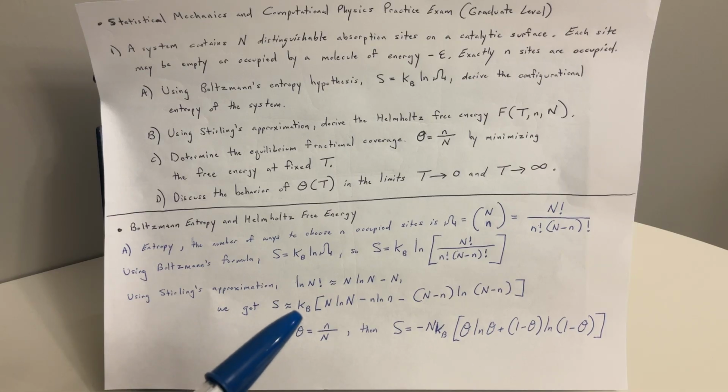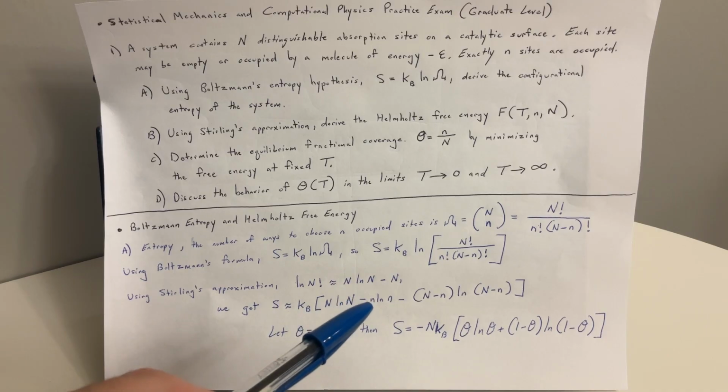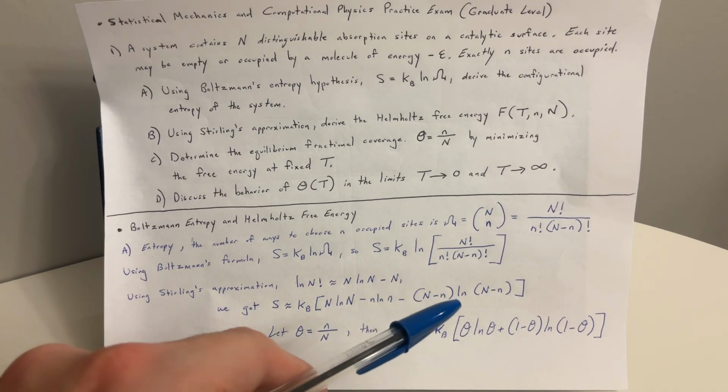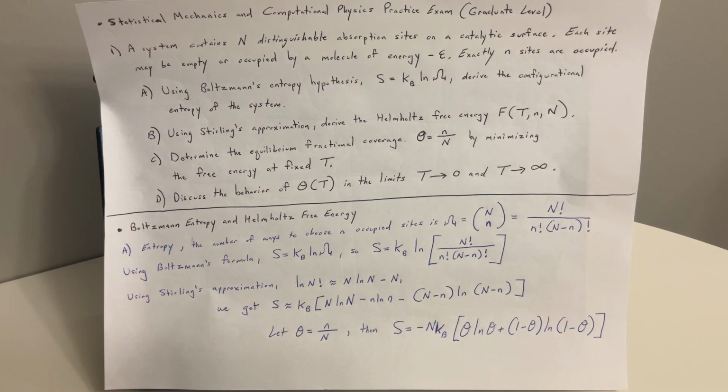So we get S is approximately k_B times this whole quantity here, this N ln N minus n ln n minus (N minus n) ln (N minus n). We're going to let theta equal lowercase n over N. And then S equals negative N times k_B times the quantity theta ln theta plus quantity 1 minus theta ln of 1 minus theta.